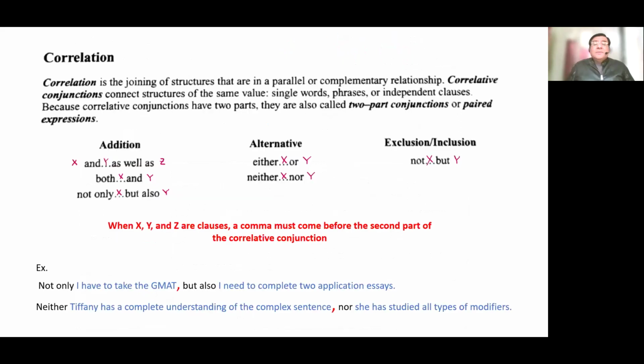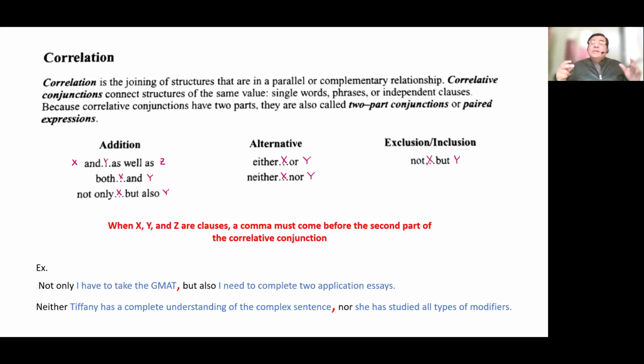Let's now talk about correlation or correlative conjunctions. Okay, these are conjunctions that help connect structures that are parallel or complementary in their relationship. These structures have to be of the same value if we are to connect them using correlative conjunctions. They could be words, phrases, or independent clauses. But the correlative conjunctions have two parts. That is, usually they are made up of two words. So they are called two-part conjunctions or paired expressions.